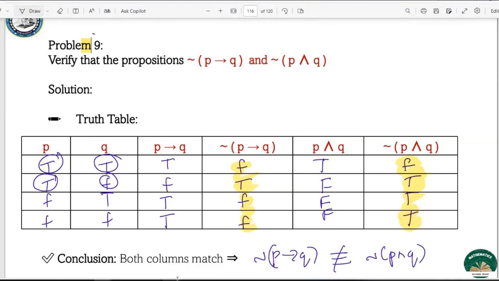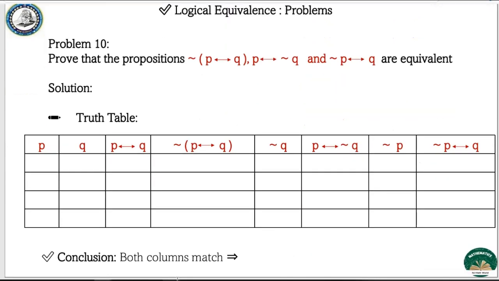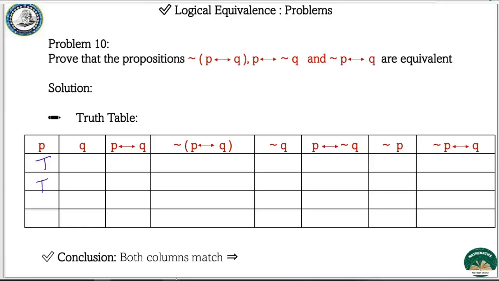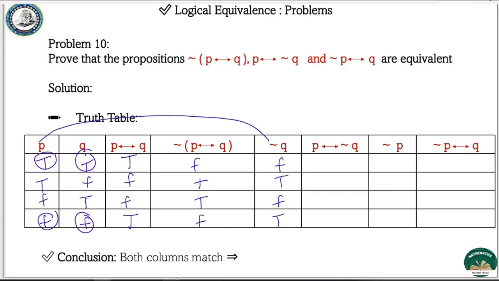So the next question is to prove that the propositions are equivalent. So T T F F, T F T F. Then double implication: if both are the same, the answer is true, otherwise it is false. Then the negation of this will be F T T F. Then negation Q will be F T F T. Then P and negation Q double implication: T and T is T, T and T is T, otherwise it is false. Then negation P will be F F T T.